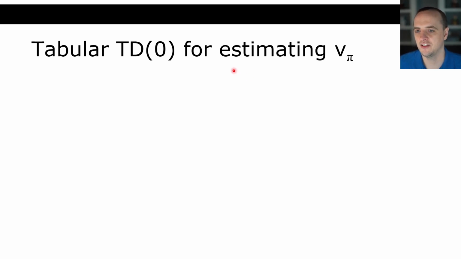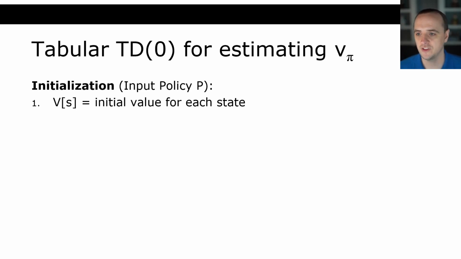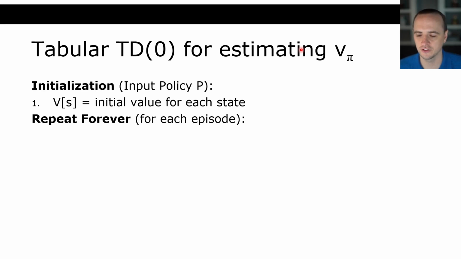So this is the algorithm, tabular TD0, for estimating the value of V pi. We showed Monte Carlo for estimating V pi before. Now we're doing temporal difference learning for that. So we have the initialization. We're going to be given some policy, because this is just for estimating V pi, and we're going to have an array or table of values, which is the initial value for each state. Maybe it's 0, maybe whatever. Then the actual update looks like this.